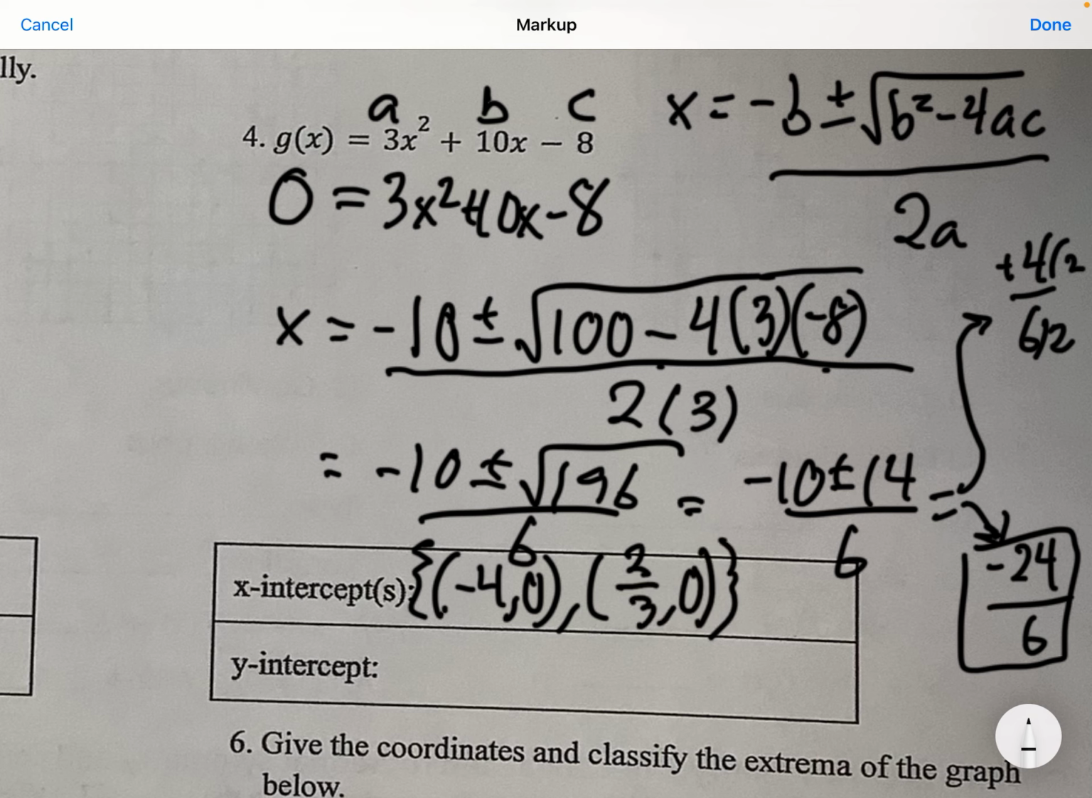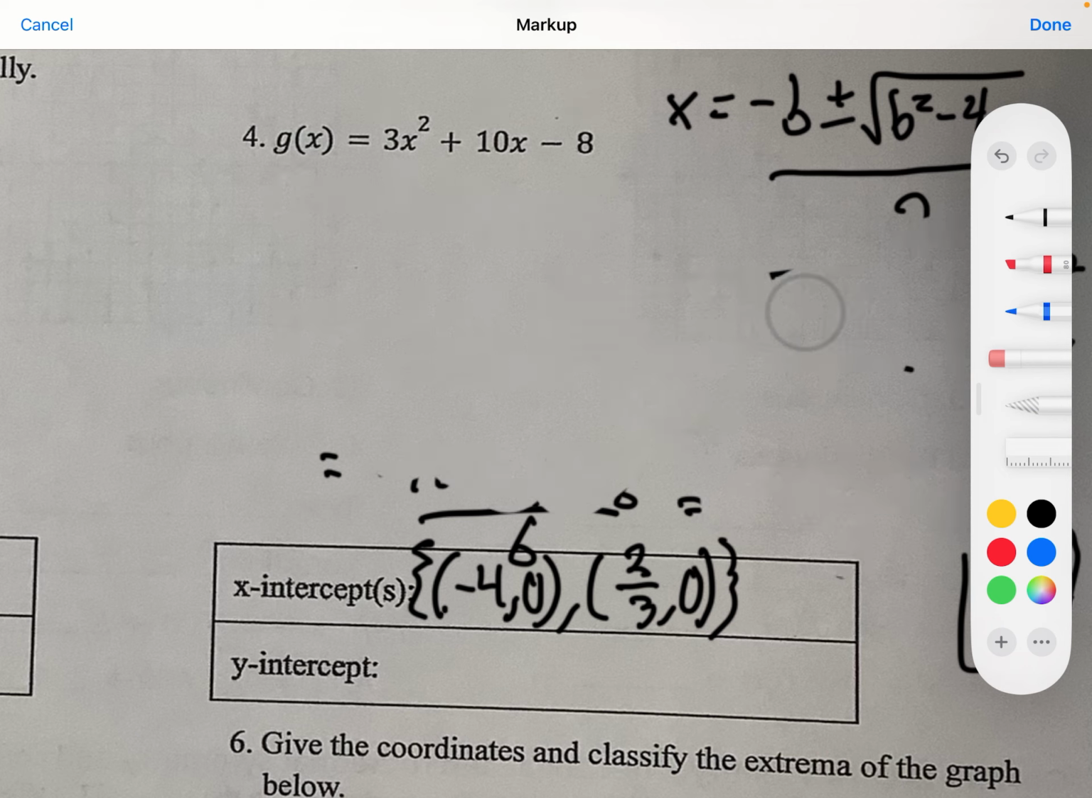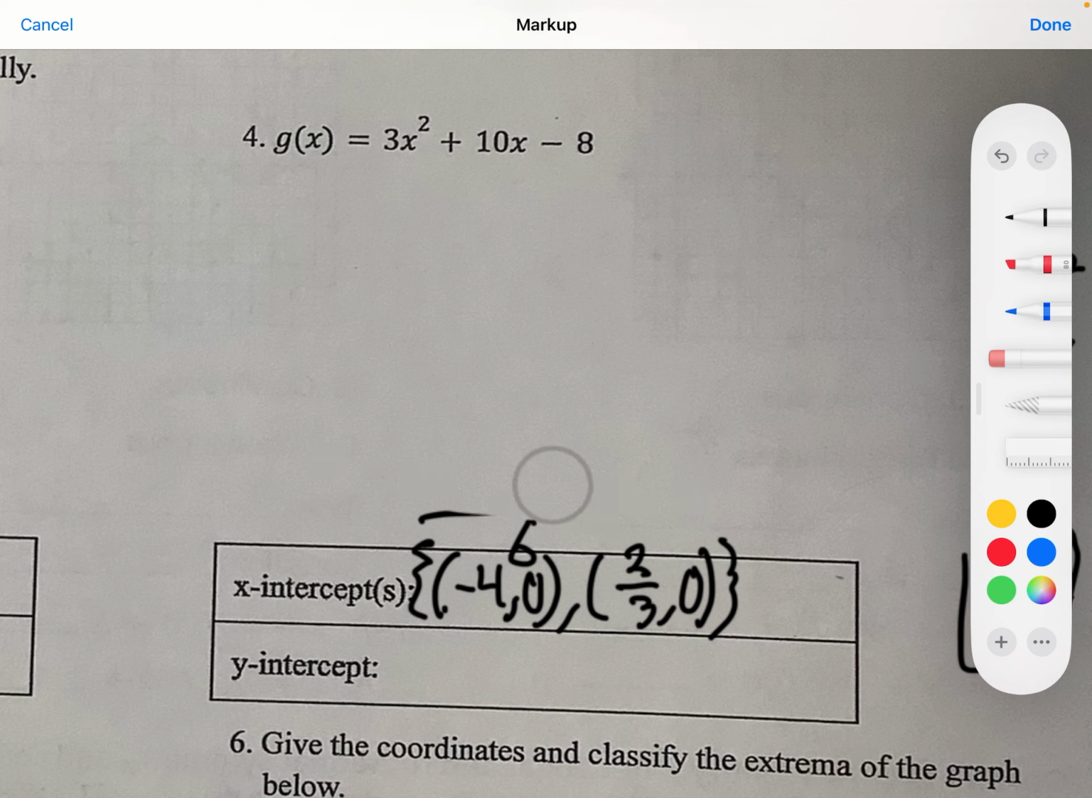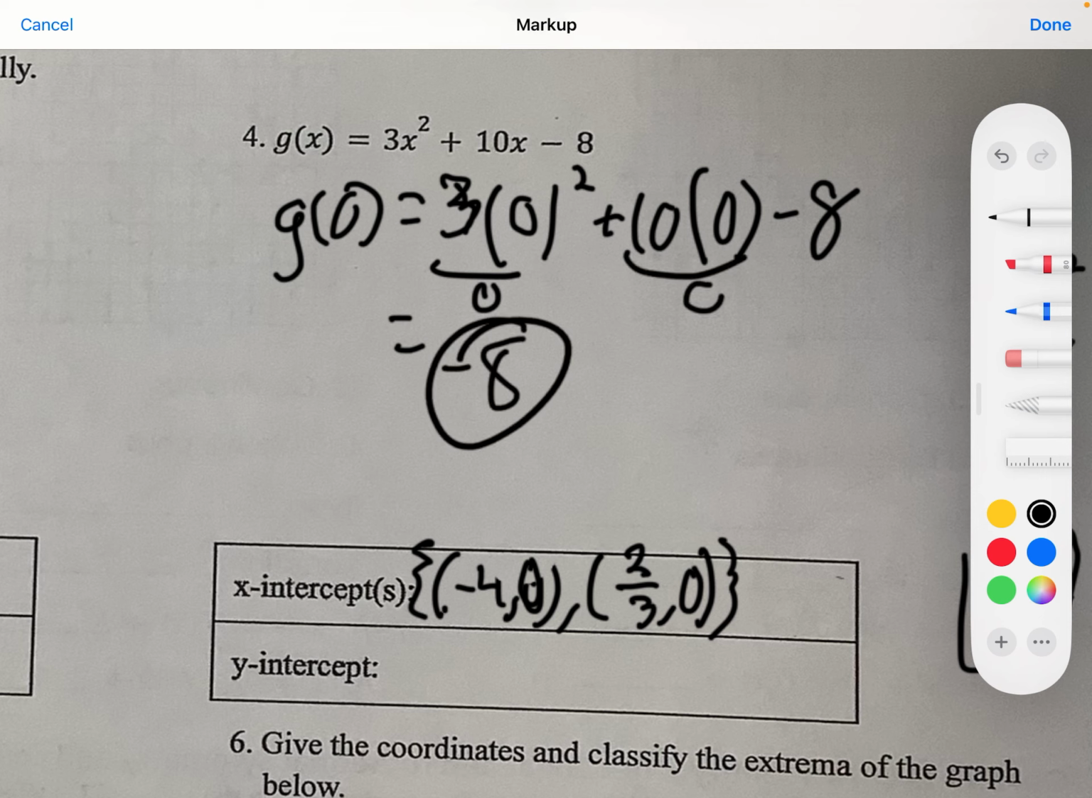For the y-intercepts, you're just plugging in the value 0 for x. So I will erase that here. Plug in the value 0 for x. This is much, much easier. G of 0 is 3 times 0 squared plus 10 times 0 minus 8. This is 0. This is 0. All we're left with is negative 8. So the y-intercept is negative 8, but with a 0 tacked on at the beginning, because the x-coordinate is always going to be 0.